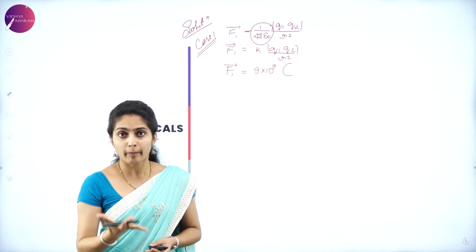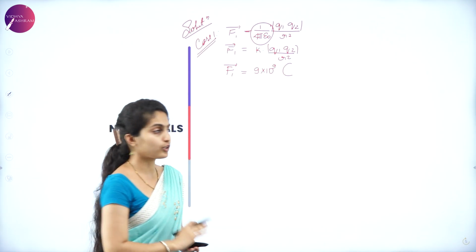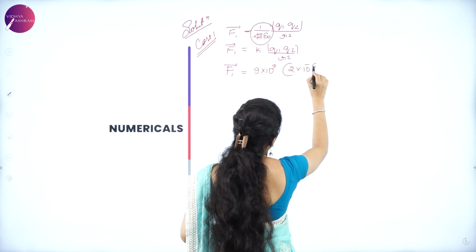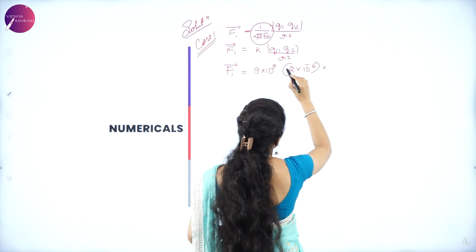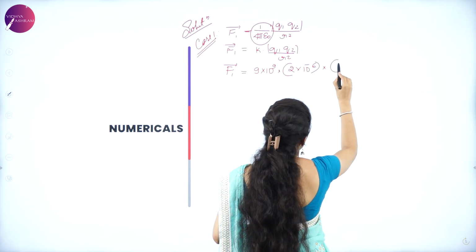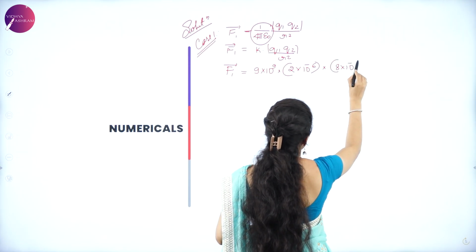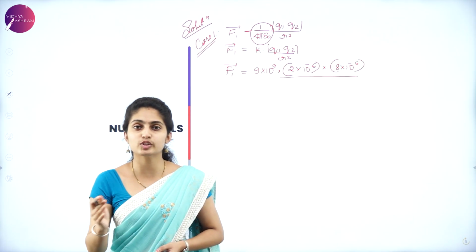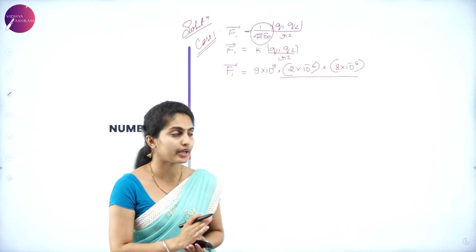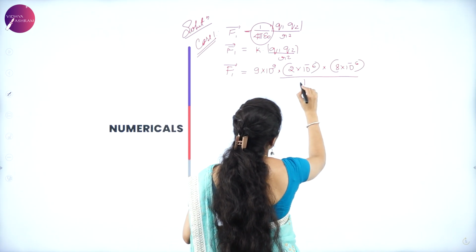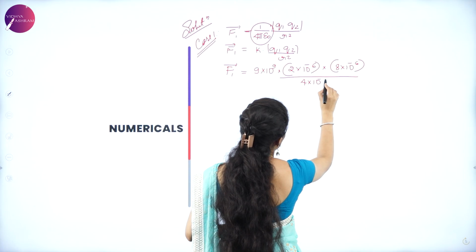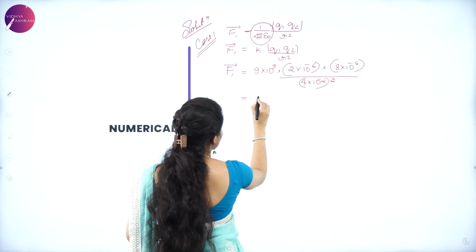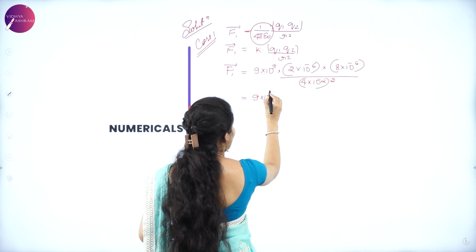The charges are 2 microcoulomb and 8 microcoulomb. So it can be written as 2 into 10 to the power of minus 6 into 8 into 10 to the power of minus 6, divided by R square, where R is the distance between the two charges. It can be written as 4 into 10 to the power of minus 2, the whole square. So on further solving, 9 into 10 to the power of 9.